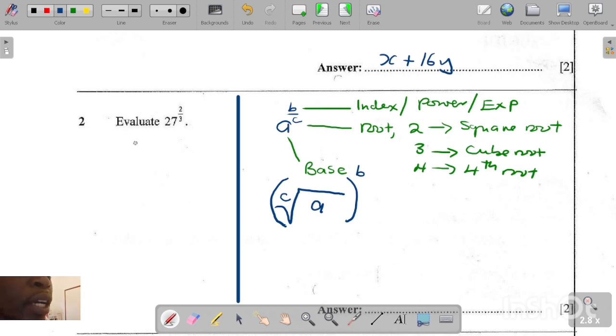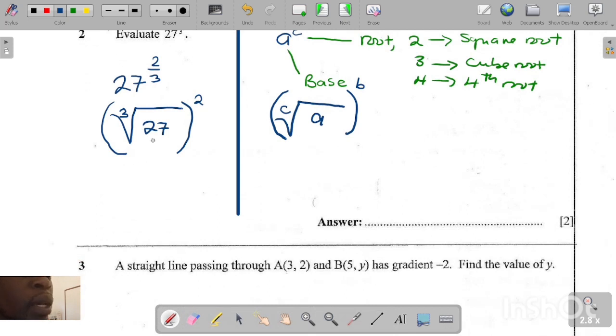Now we can go ahead and evaluate this. So we have the base 27 and 2/3. We write this in this form. The base is 27. Our c here is 3. So we're finding the cube root of 27. Then everything is being raised to the power 2.